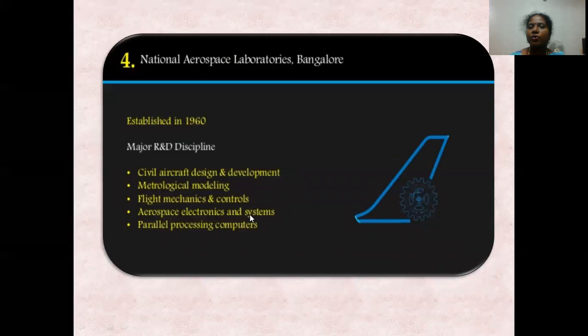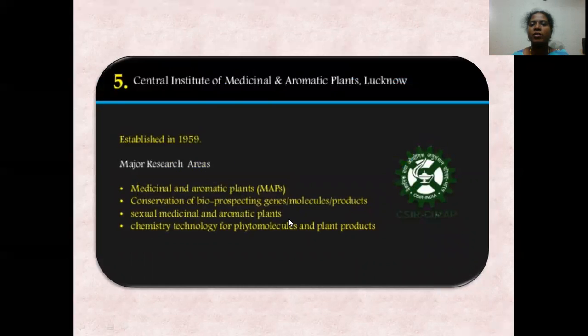National Aerospace Laboratories, Bangalore. Major R&D discipline, established in 1960. It is involved in civil aircraft design and development, meteorological modeling, flight mechanics and control, aerospace electronics and systems, parallel processing computers. Central Institute of Medicinal and Aromatic Plants, Lucknow, established in 1959. Major research areas: medicinal and aromatic plants, conservation of bioprospecting genes, molecules and products, sexual medicine and aromatic plants, chemistry technology for phytomolecules and plant products.